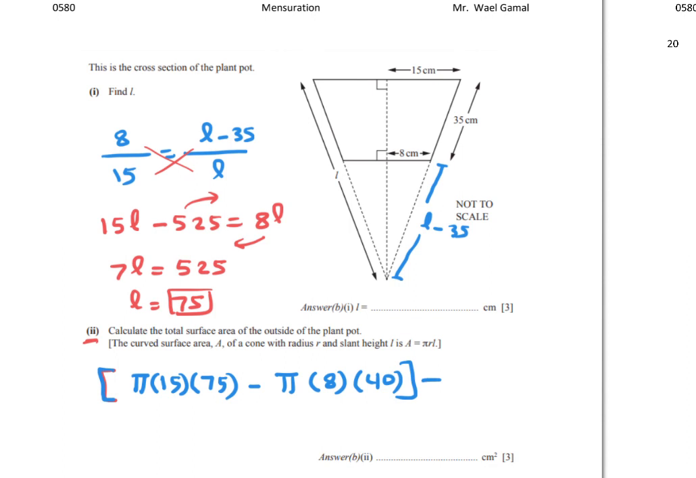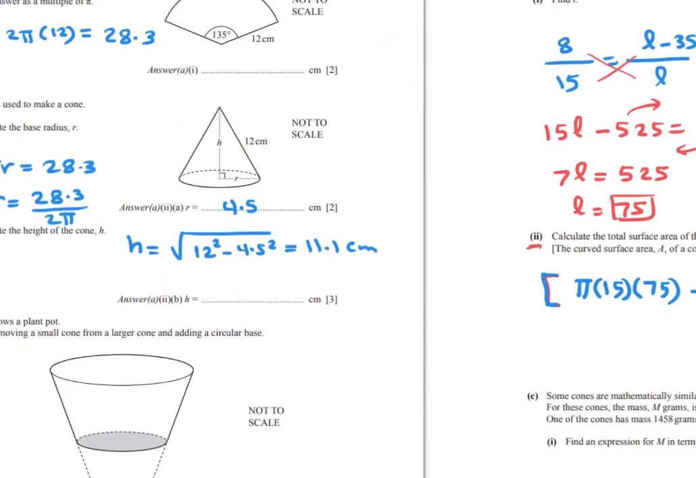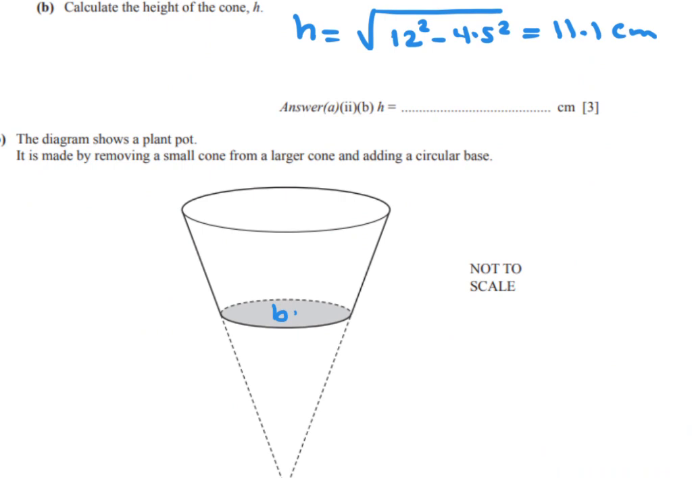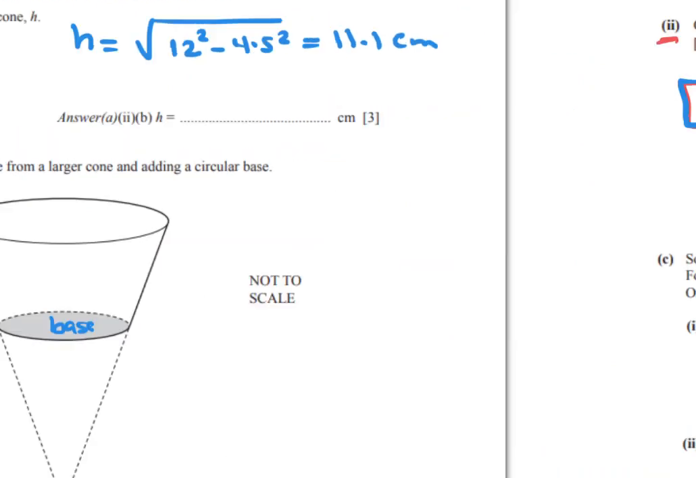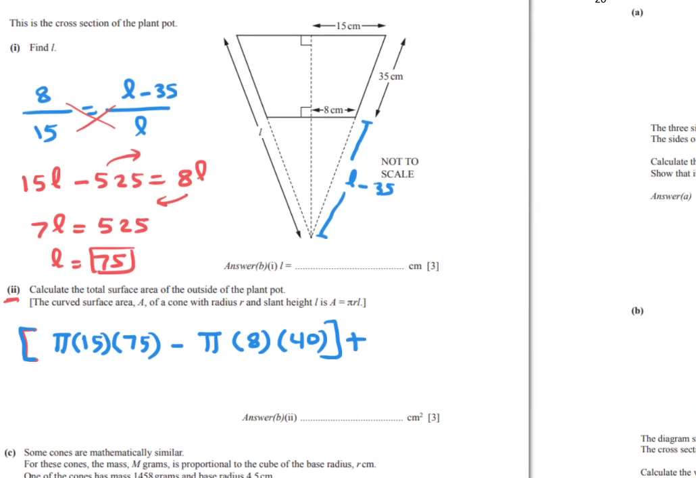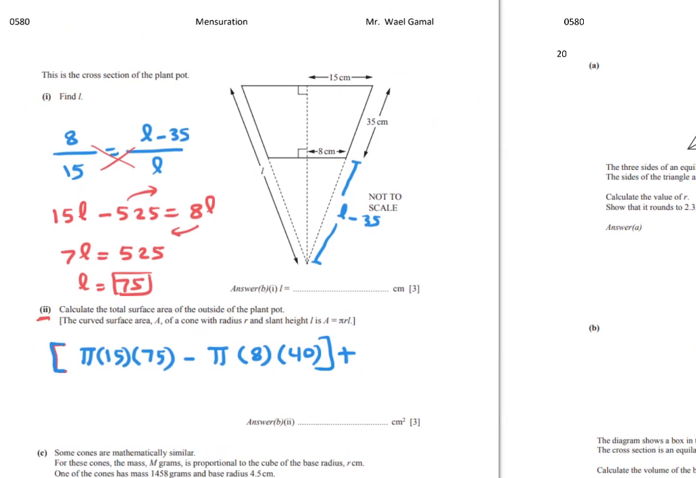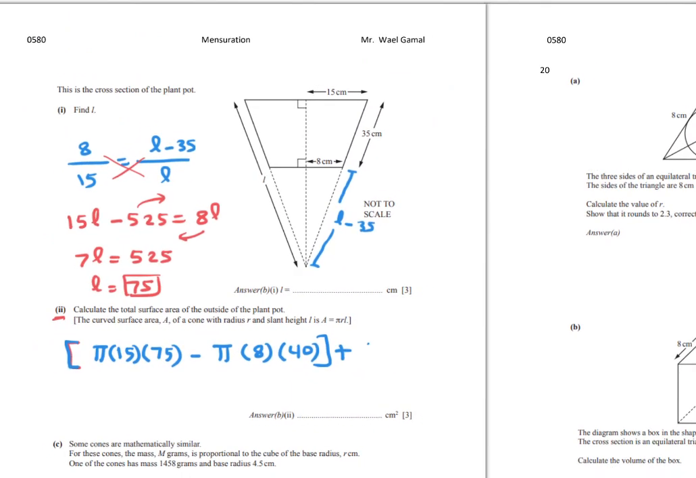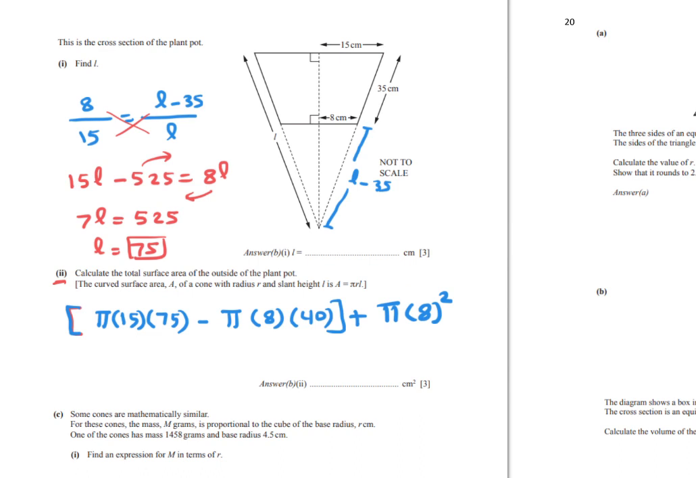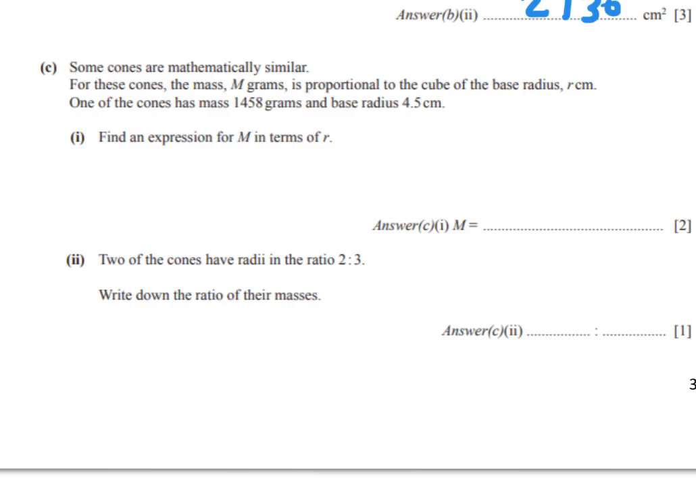Then we have to add the area of this base. This circle has radius 8 centimeters, so π times 8 squared, by πr squared. The answer equals 2730 centimeters squared. Now for C, some cones are mathematically similar.